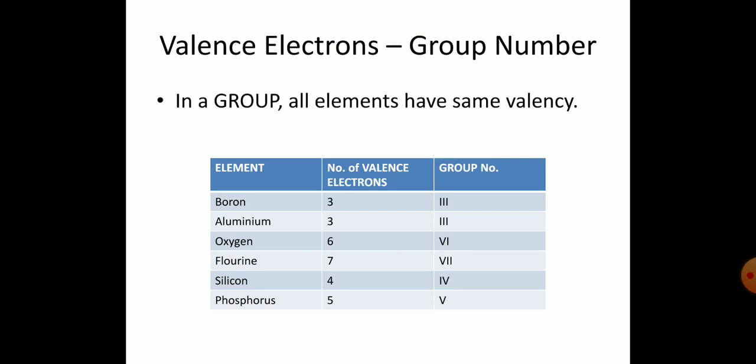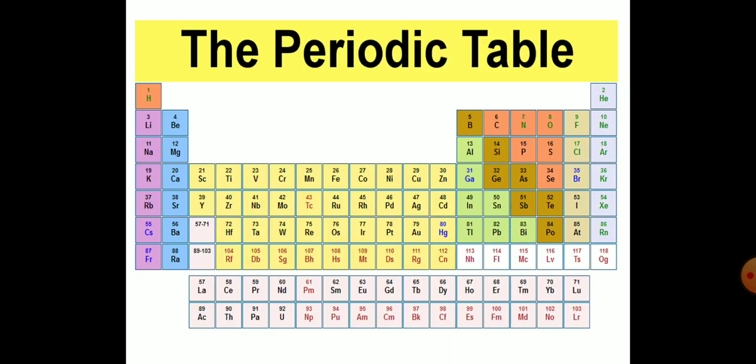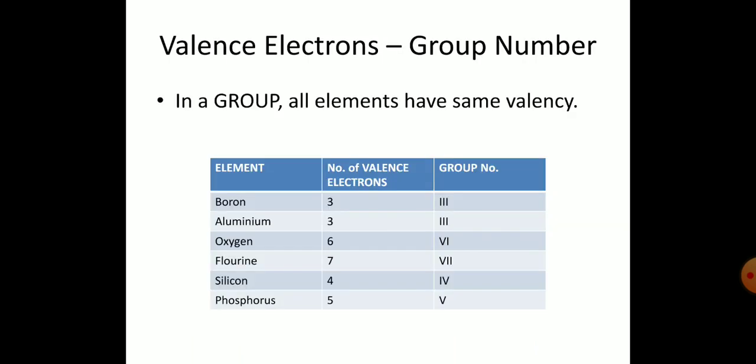Then you have phosphorus with 5 valence electrons. You have phosphorus, nitrogen, all these in the same column. So the valence electrons will decide the group number. The number of valence electrons will decide the group number.